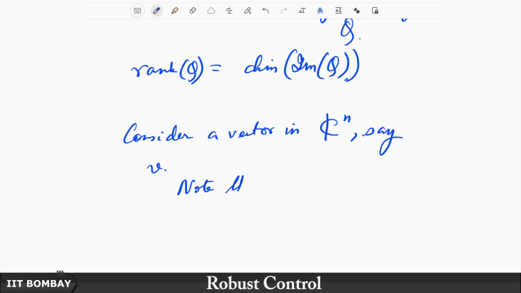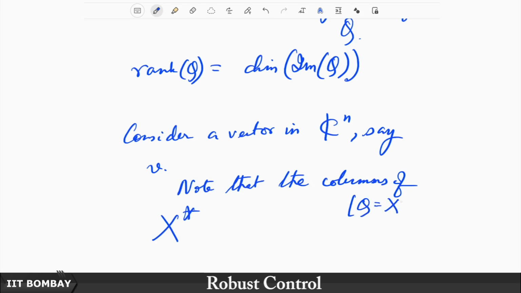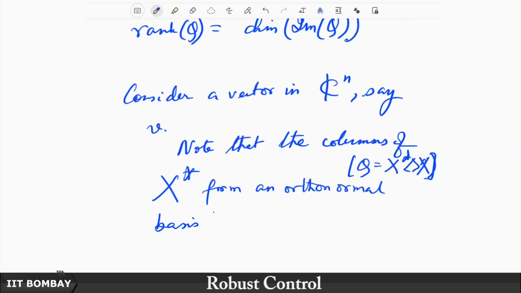Now, again note that the columns of x star, what is this x? Remember, Q is equal to, always we are going to write this as x star lambda x. Okay. So, note that the columns of x star form an orthonormal basis for C to the n.